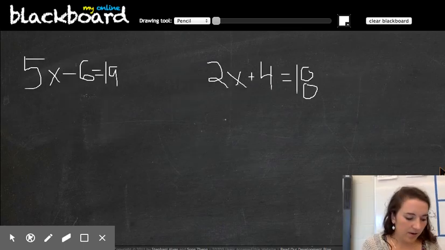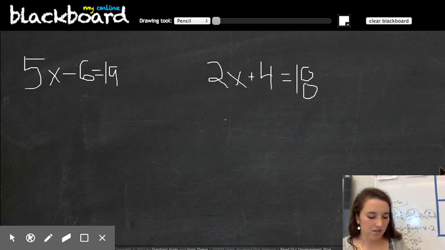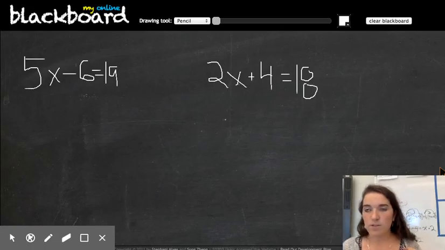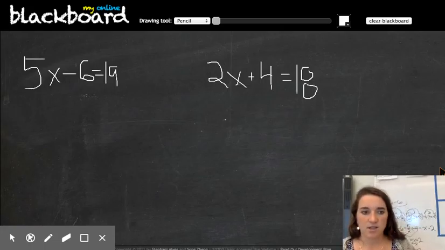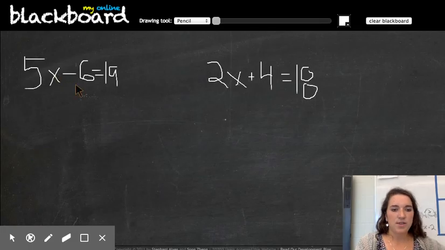Now let's go into 2-step equations. So let's do our first 2-step equation. What is our goal again when solving equations? To get x by itself. So what can I do in this equation to get x by itself?